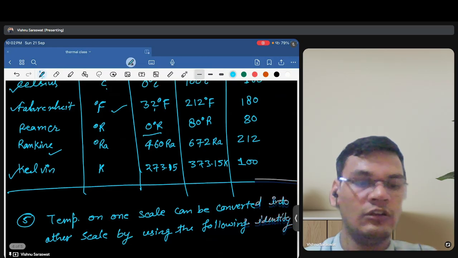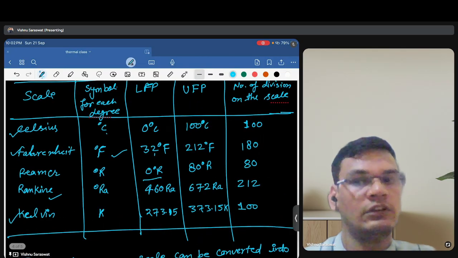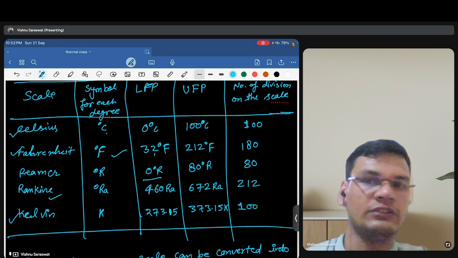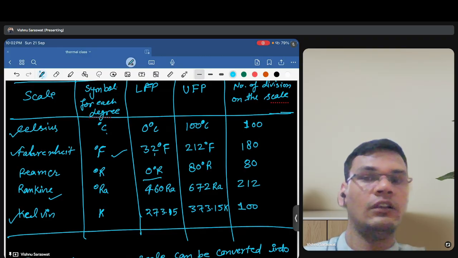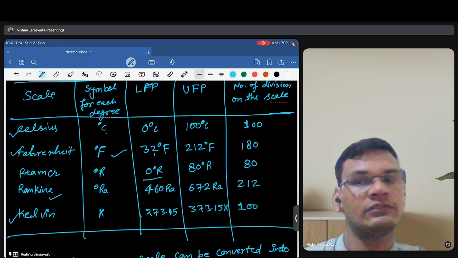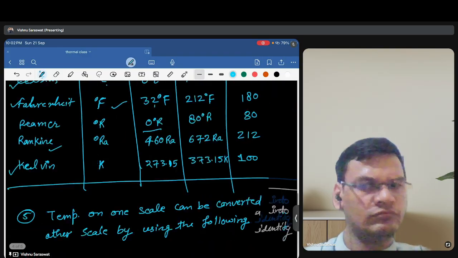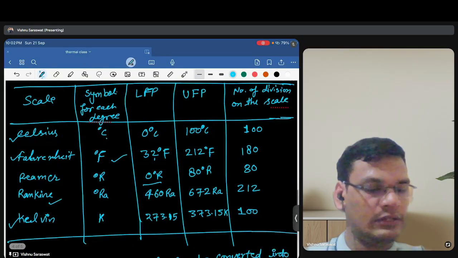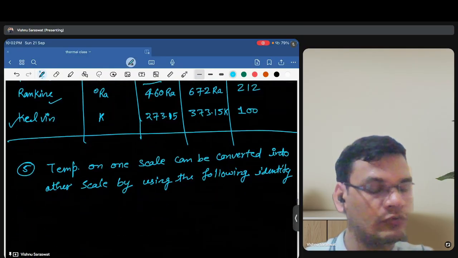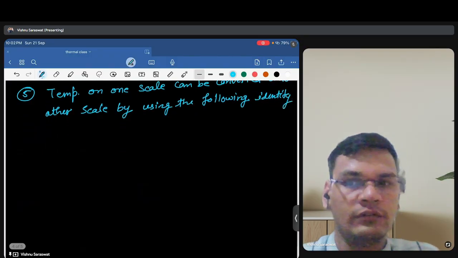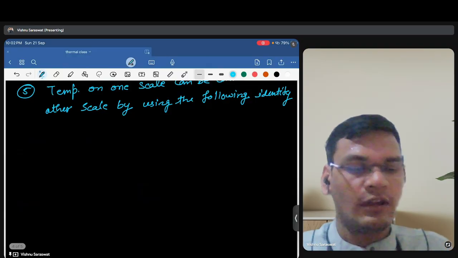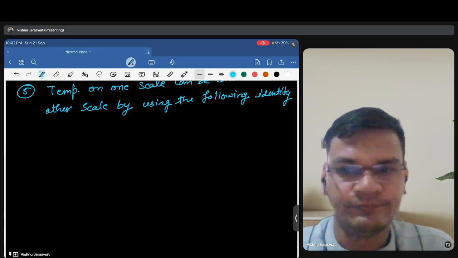So these are the lower reference points on the different temperature scales, and the upper fixed points are on the same scales, like 100 degrees on the Celsius scale. You can see this table, and you need to remember it, otherwise you don't have any option.